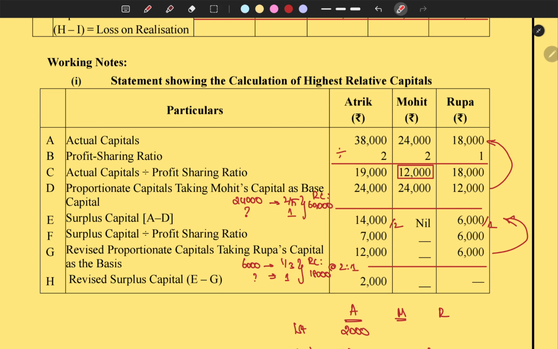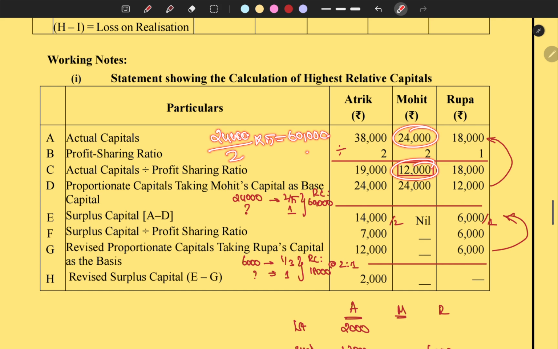No, wait, not this 12,000. We have to take the actual capitals. 24,000 is the actual capital. We have to take Mohit's actual capital as base capital, and then transform it into the required capital. So 2 into 5, what will be the required capital? 60,000 is the required capital. This should be apportioned as per the profit sharing ratio.